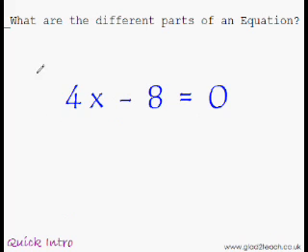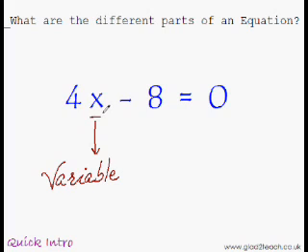So now let us see what the different parts of an equation are. This alphabet part that you are seeing here is called a variable. It is the most important part of any algebraic equation because its value is unknown. The entire purpose of having this algebraic equation is to find a suitable value for this x.